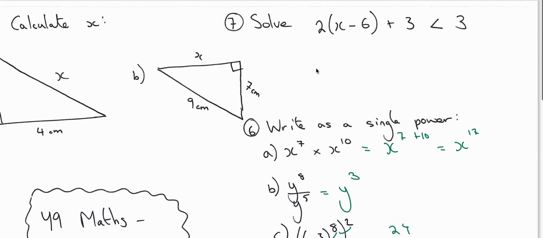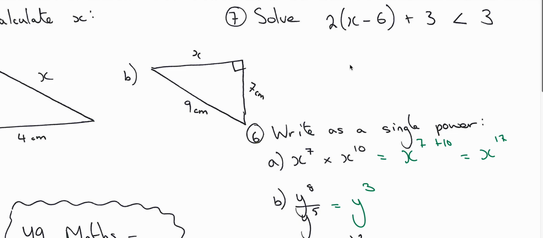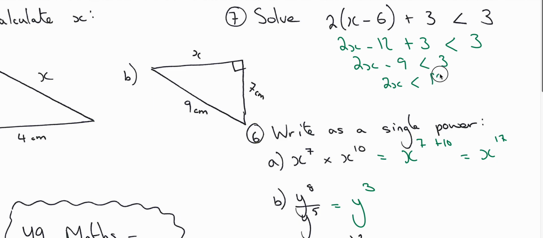This next one, I would always say solve it like an equation and then put the inequality sign back in at the end. So you'll get 2x minus 12 plus 3 is less than 3. So 2x minus 9 is less than 3. Add 9 to both sides. 2x is less than, it's going to be 12. So x is less than 6. And that's your final answer there for that one.